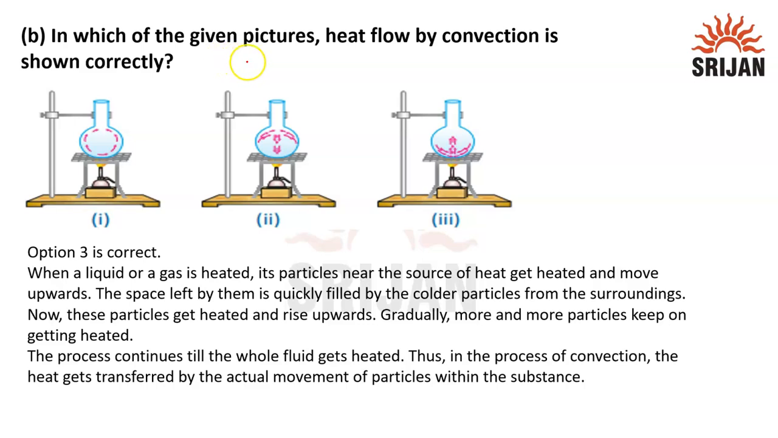Next, in which of the given pictures is heat flow by convection shown correctly? Here option 3 is correct because when a liquid or a gas is heated, its particles near the source of heat get heated. Whenever we have a source of heat, the particles near the source of heat get heated and they move upwards. So now there is a space created here. The space left by them is quickly filled by colder particles, and colder particles from the side start coming downwards and fill the empty spaces.